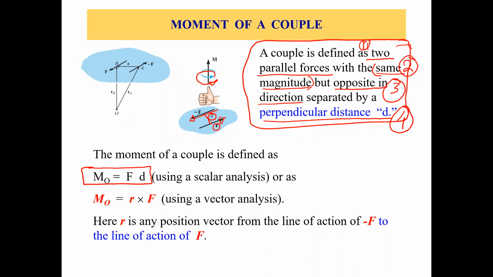Now, if you talk about vector analysis, or moment in vector form, we'll use M_O equals R cross F. What is R? R is the position vector. If you see in this diagram, this is one force, and this is the opposite force, negative F. Let's say this is point A and this is point B. This is the position vector, let's say R_AB.